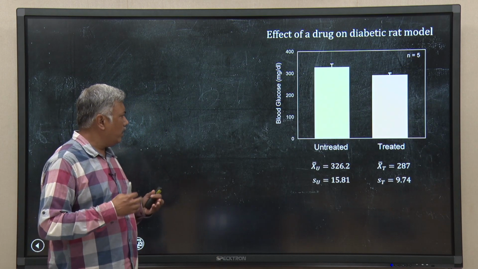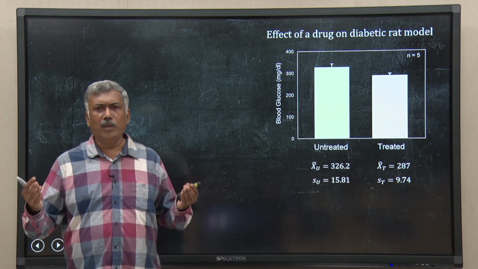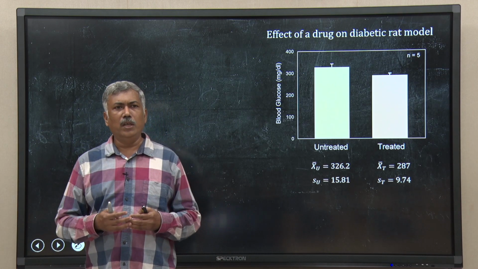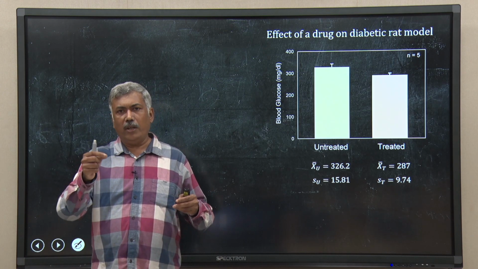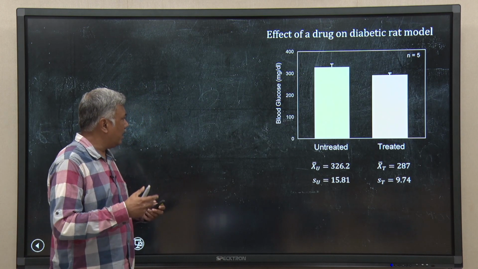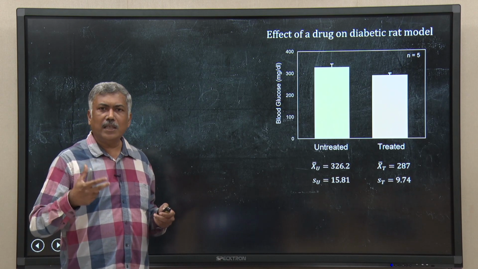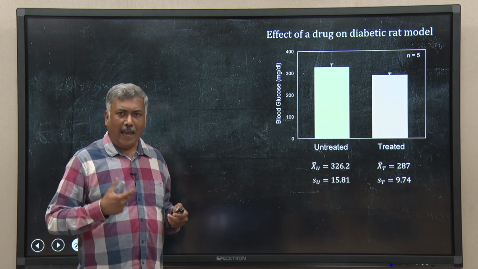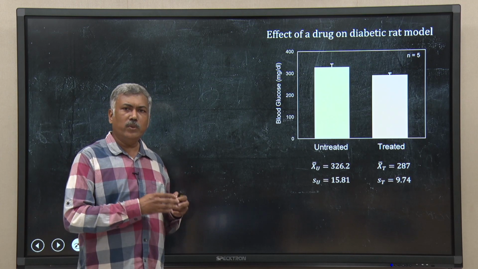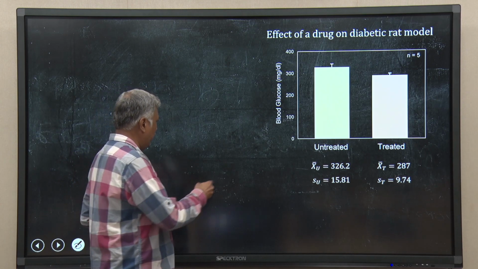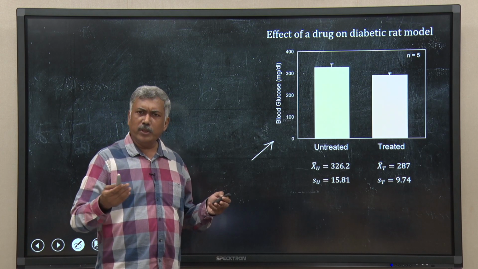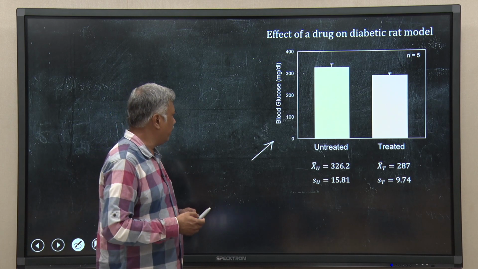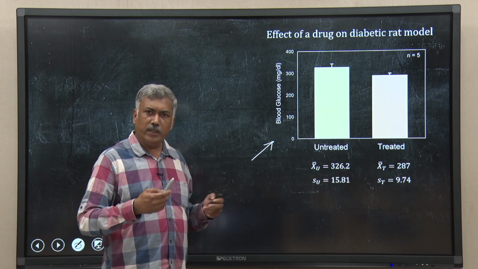Suppose we are assaying a set of molecules which are supposed to have an anti-diabetic effect. We have a diabetic rat model, and we have taken one molecule and treated a group of diabetic rats with it, and we have a control group which is untreated. The data is shown here. I have measured the blood glucose level and made a bar plot. Conventionally that type of data you will see in papers and presentations. We have untreated and treated groups.